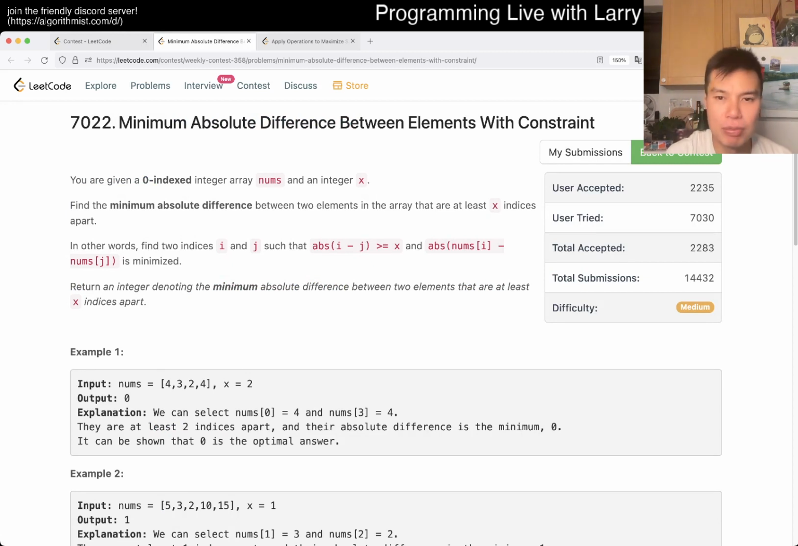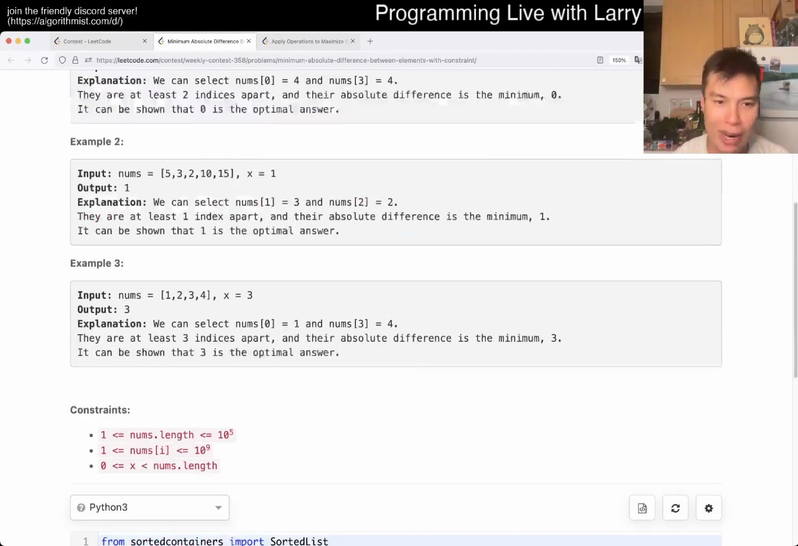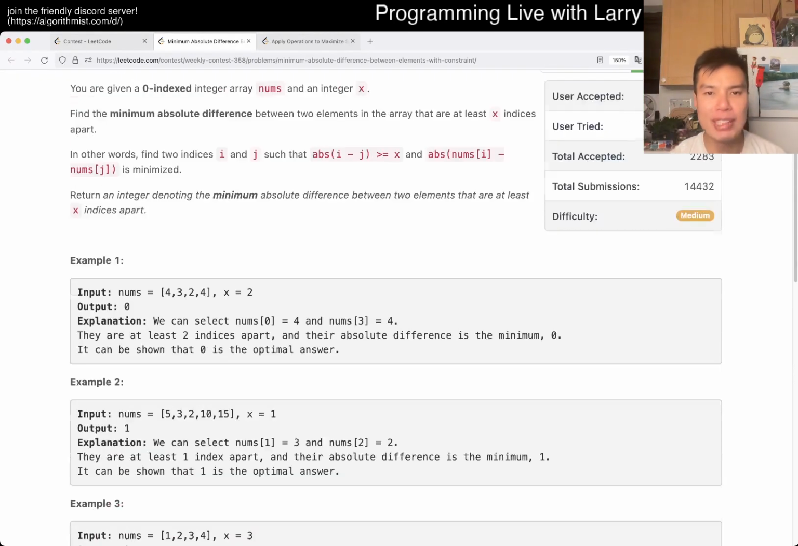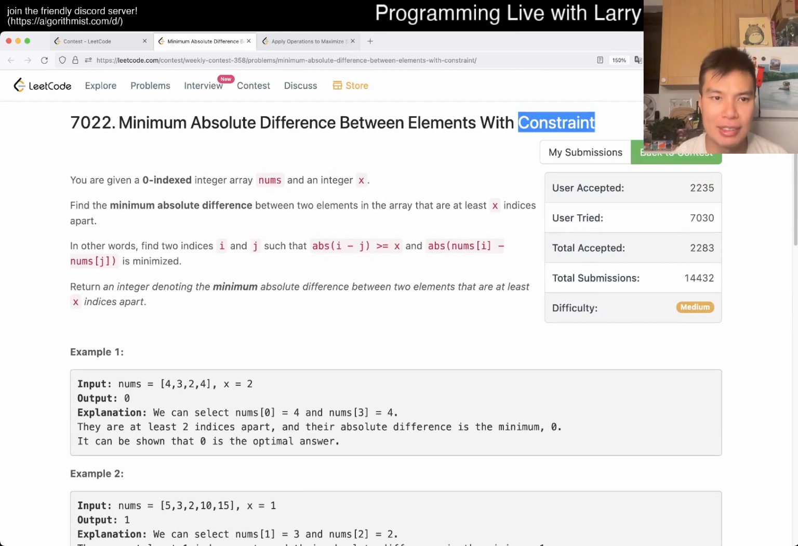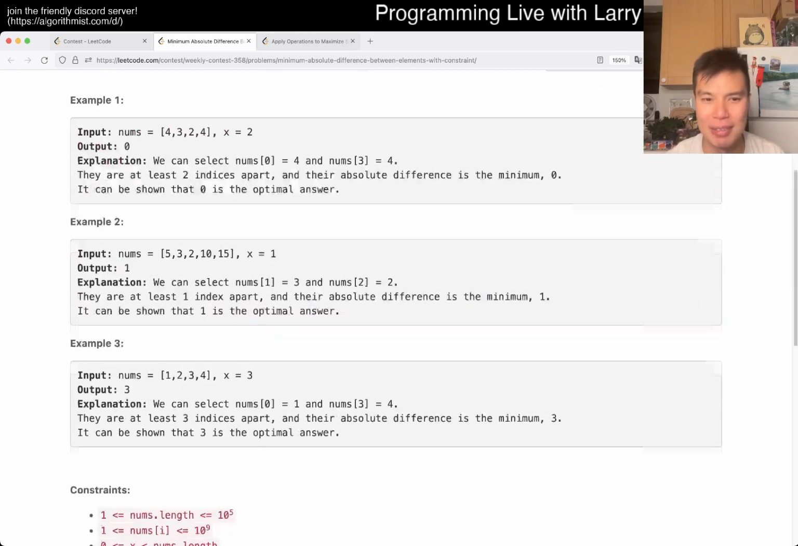But the idea is really just trying to find the min. So the way that I thought about it is that I try to find the minimal absolute difference between every element, right? So that means I do it one at a time. And in this particular one, there's this constraint of it being k distance or x distance away or something like this.